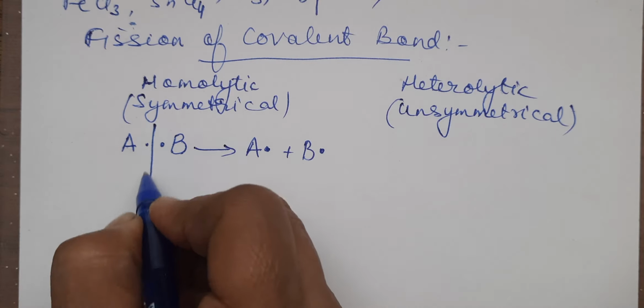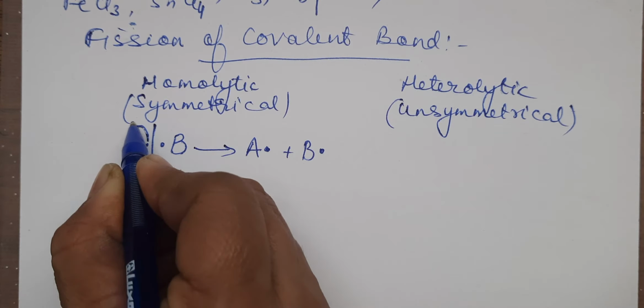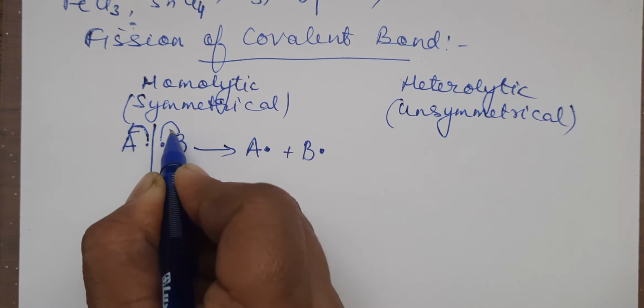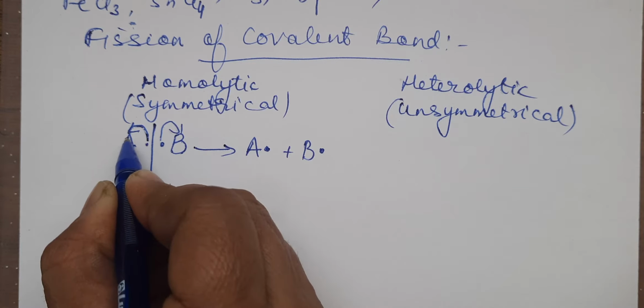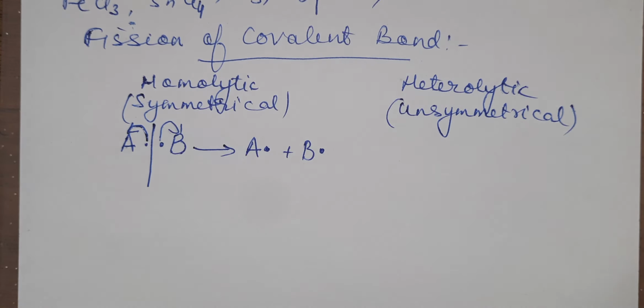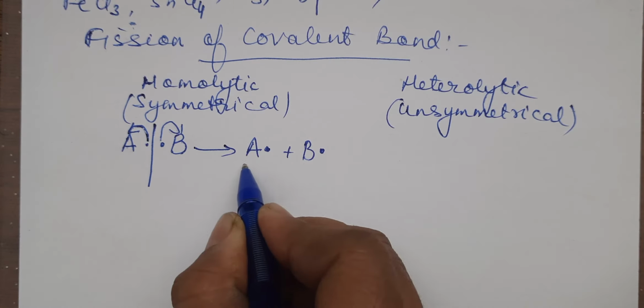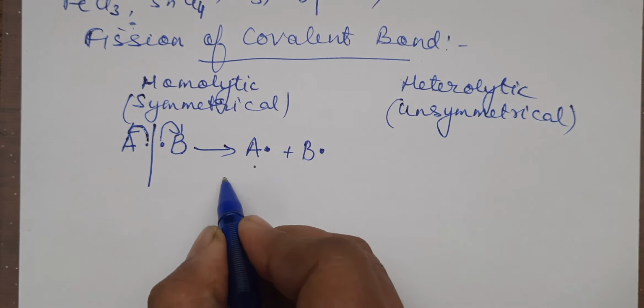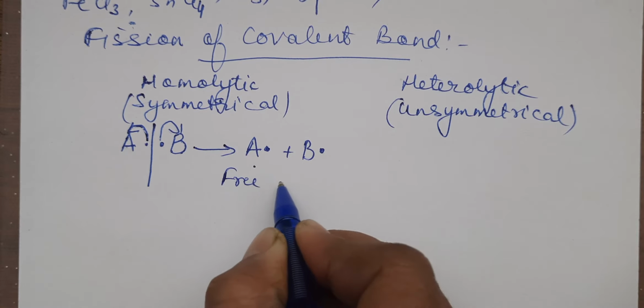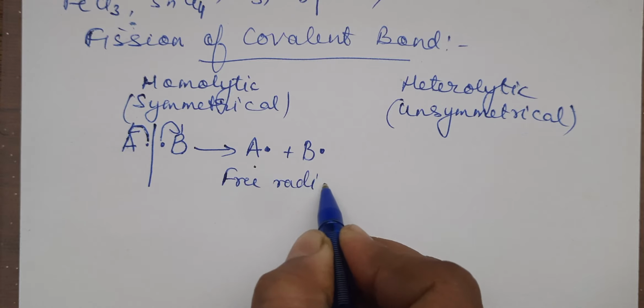And when it is breaking symmetrically, how do we represent it? We will write it like this. That means one electron has gone to this atom, another electron has gone to the other atom. Like curved arrows we will show. Okay. So the two new species which are formed both have one electron. These are called free radicals.